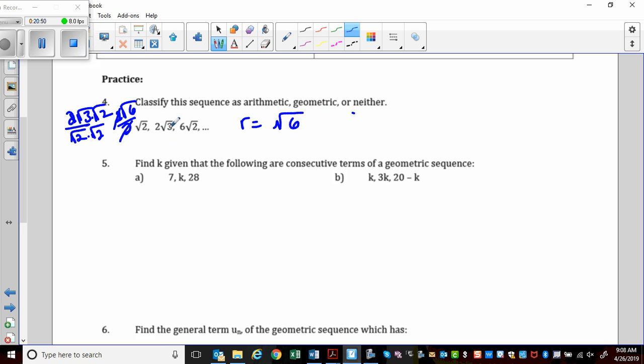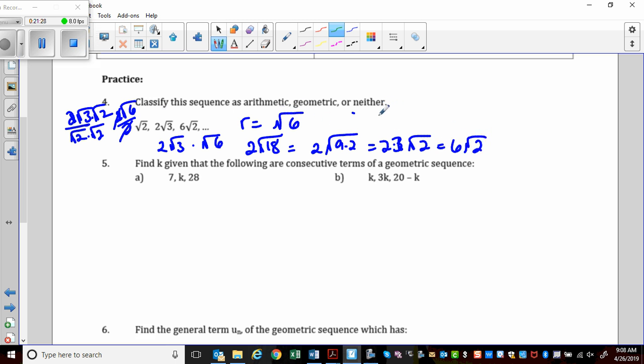As long as we can multiply this by the square root of 6 to get this. So let's try it. 2 square root of 3 times the square root of 6. Is that the same as 6 square root of 2? So that's 2 square root of 18, and 18 is 9 times 2. 2 square root of 9 times 2. The square root of 9 is 3. So 2 times 3, square root of 2. 2 times 3 is 6. Perfect. So yay, it is geometric.